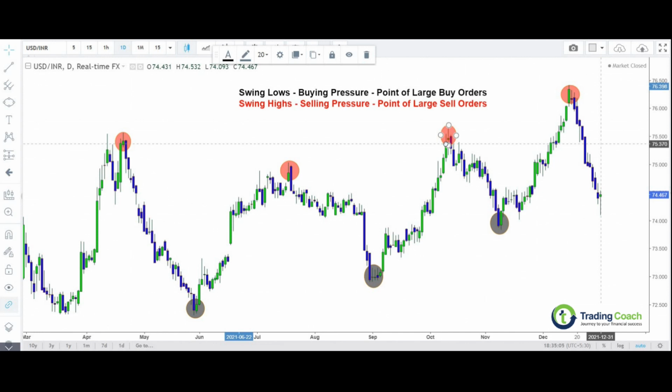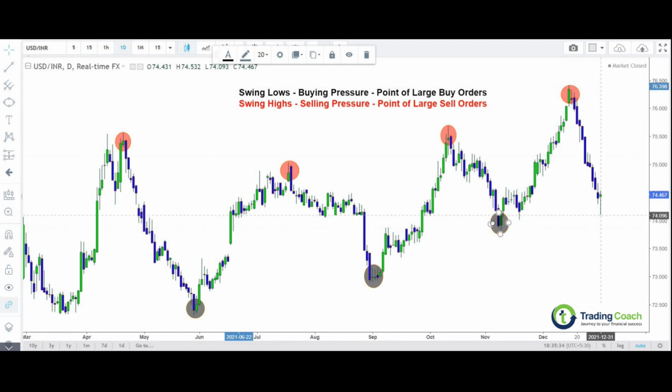those all we can call swing highs. So swing highs are actually an indication of selling pressure. They are the point of large sell orders. Okay, so whenever you are seeing swing highs, that technically means exactly from that particular point we have seen some large sell order has entered into the market. It indicates a very strong selling pressure.